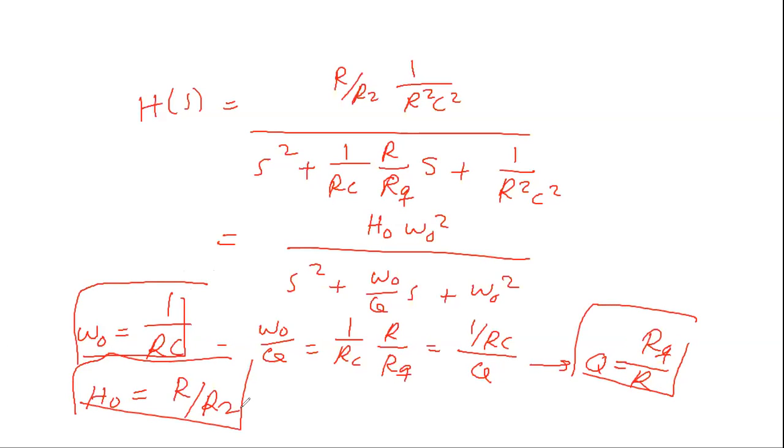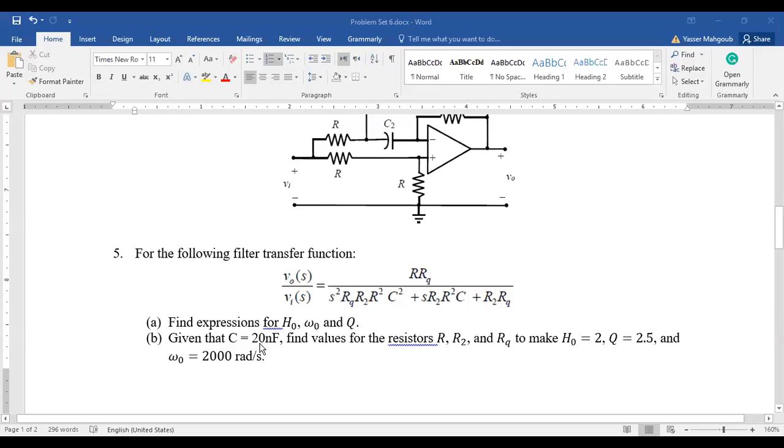And finally, you need to substitute the value of C with 20 nanofarads and find R, R2, and RQ. That gives you H0 equals 2, Q equals 2.5, and omega naught equals 2000 radian per second. So use the values and plug them in for H0, for Q, for omega naught, and find the corresponding R, R2, and RQ.